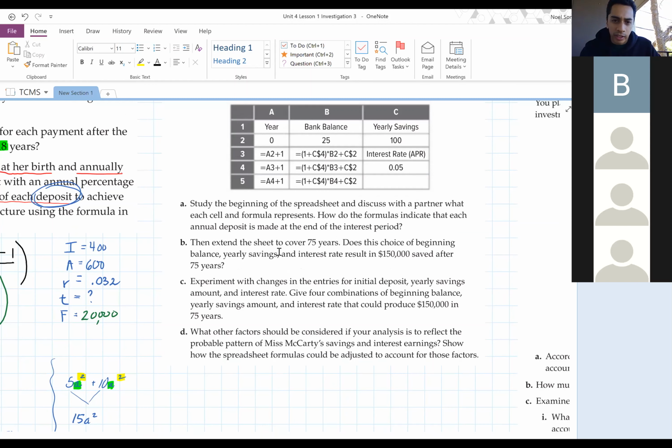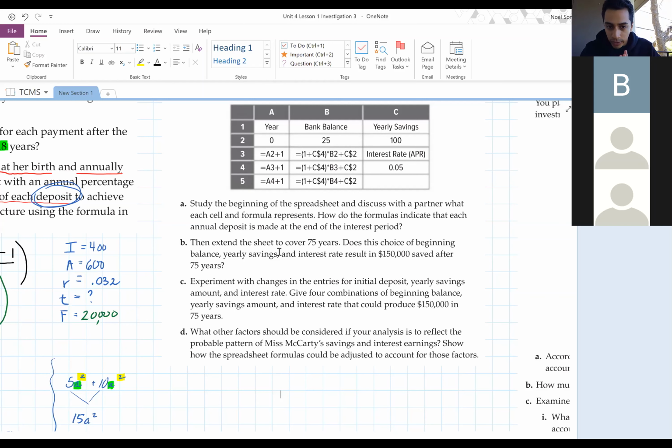So each cell just represents how much her balance is growing by every year, depending on the interest rate, and then the additional yearly savings that she keeps adding into it. So the spreadsheet helps keep track year after year. If you really did want to see what's going on, you could type in what you see there on a new spreadsheet. Okay, so part B says extend the sheet to cover 75 years. Does this choice of beginning balance, yearly savings, and interest rate result in 150,000 saved after 75 years?